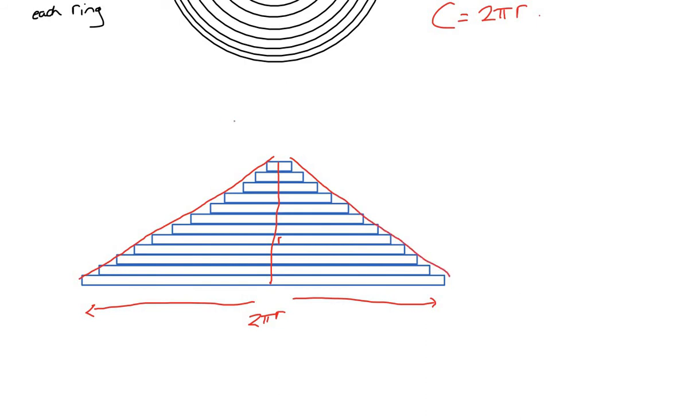And this is where the magic sort of happens, as it were. We've now created a triangle. Okay, so we've got a triangle with base 2 pi r, so pi there, and height r. Okay, so what have we done? To get from this circle down to here, we just unraveled. Okay, we've unraveled each ring.